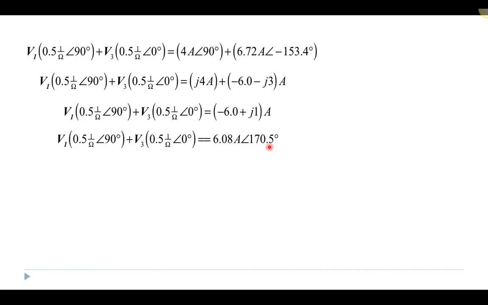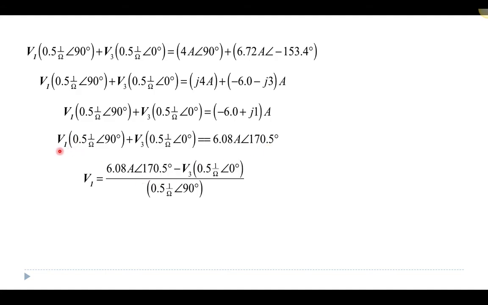And at this particular point, I realize that I don't know V1 and I don't know V3. So I may get to a point where I have to solve simultaneous equations. So I'm going to have to stop right there. But one thing I could do is solve for one variable in terms of the other, knowing that I may have to do some sort of substitution. So I can solve for the voltage V1 by dividing both sides by 0.5, phase angle of 90, and moving this voltage term to the other side of the equation, which makes it negative.